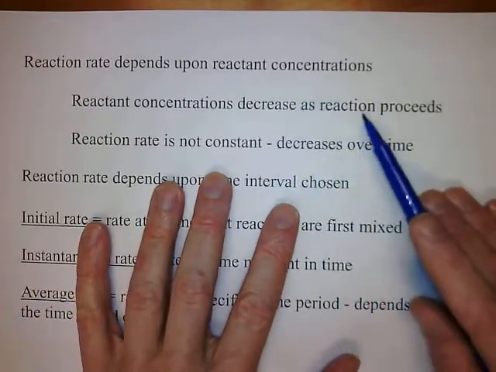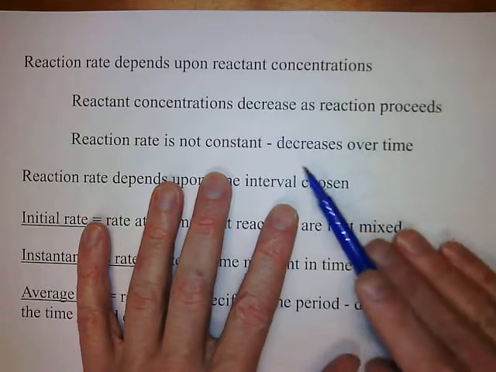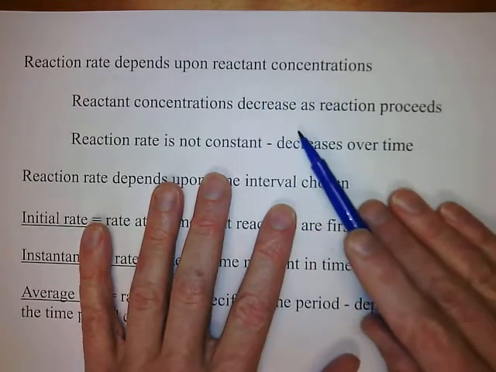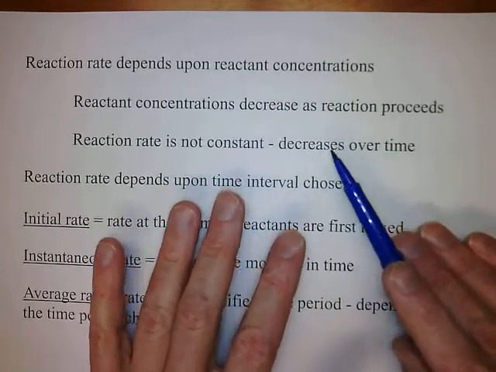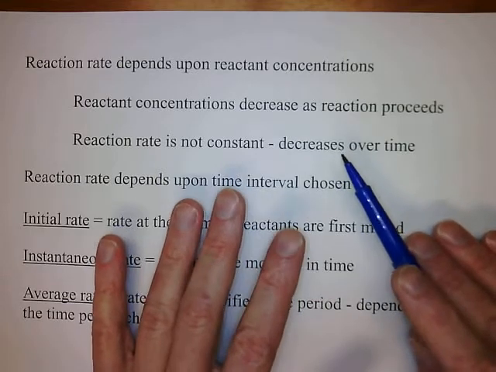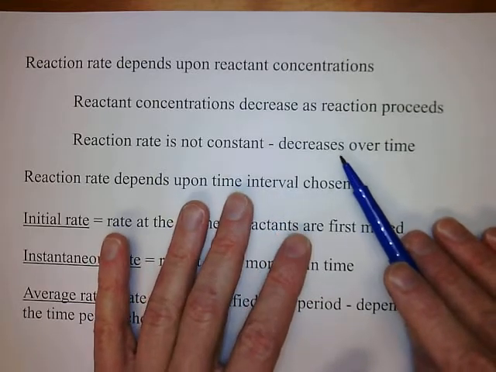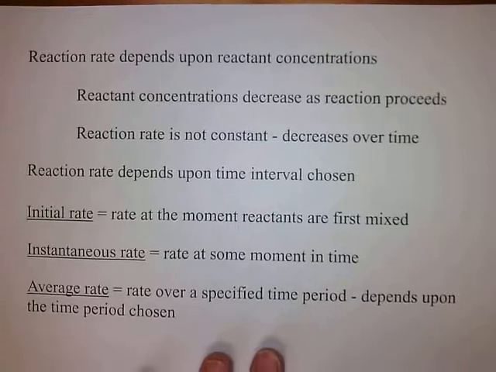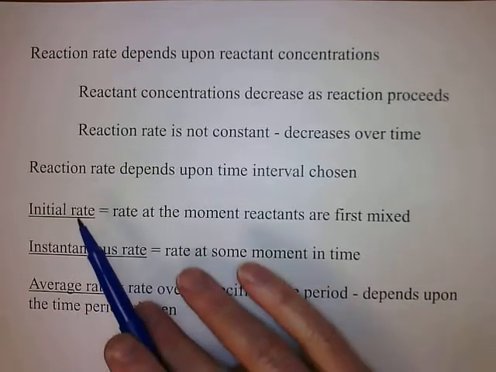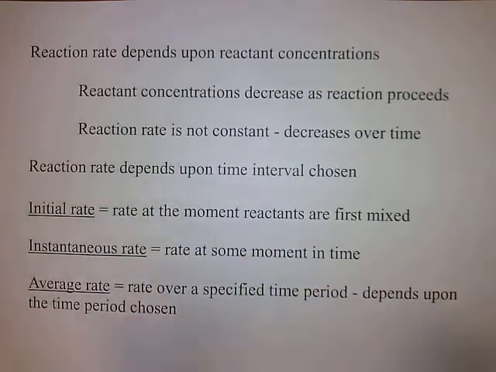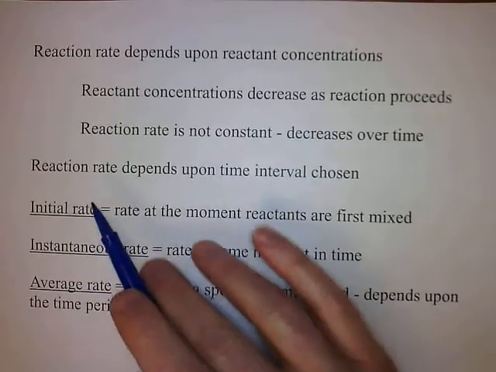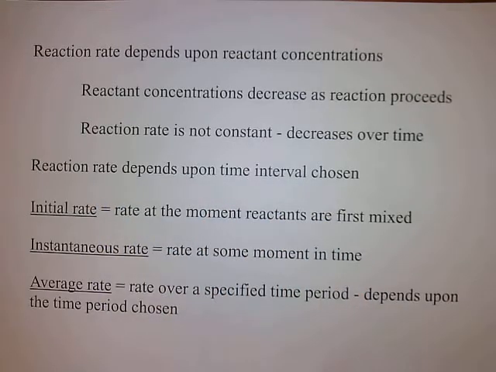I think this is something students have a hard time getting their minds around, that most of the time you're not dealing with something that's happening at a constant rate. Okay, so if a reaction starts out fast and then begins to slow down, your rate depends upon the time interval that you choose.